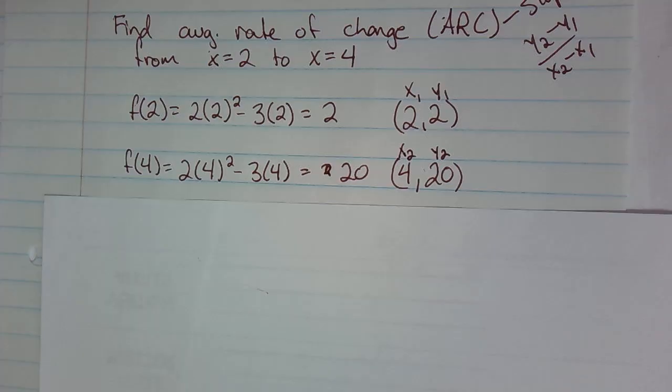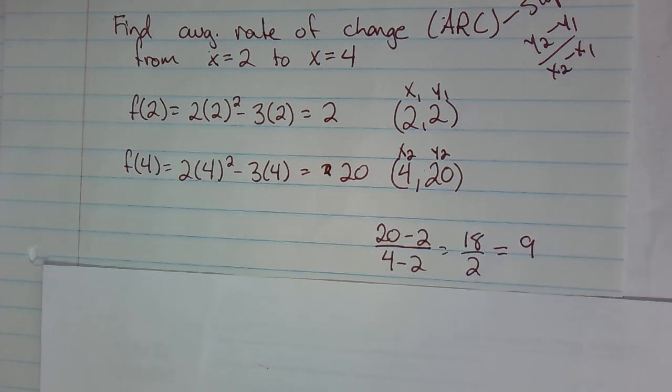I plugged in my x, I got a y. Oh, you plugged in the other x? Yeah, I plugged in 2 and I plugged in 4. For average rate of change, they need to give you two x's. You plug both into the equation. And once I have two points, you find the slope. 20 minus 2 over 4 minus 2.